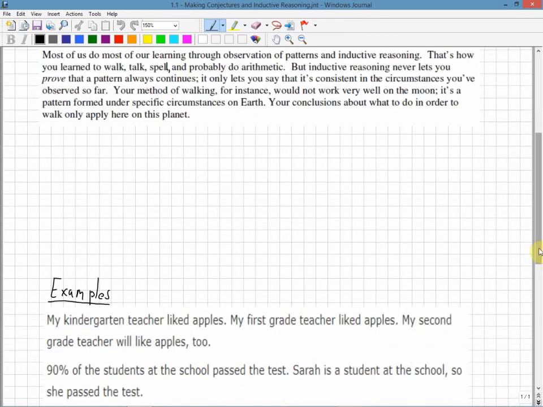Another example. 90% of the students at the school passed the test. Sarah is a student at the school, so she passed the test. Again, you've seen a large pattern, 90% of students, which is quite a large portion of the students. So you're applying that to Sarah because she's a student too. Now, you're more than likely to get it right that Sarah passed, but there is a 10% chance that you could be wrong. So keep that in mind, that inductive reasoning does not always work, and it's just based on observation.